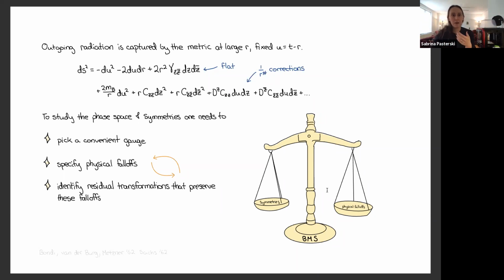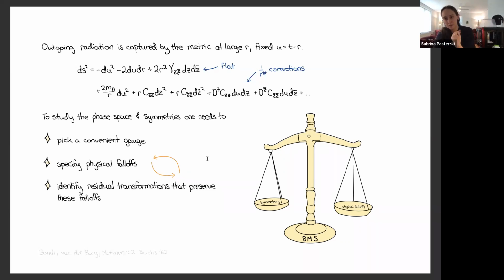So let's break down those two words. Basically, I am looking at the incoming or outgoing. In this case, it's fixed r and fixed u; I'm taking r to infinity and looking at fixed u, so I'm at future null infinity. I'm looking at the outgoing radiation, so the state of my system is the out state. And what I'm doing is looking at how the metric is going to behave for some class of spacetimes.